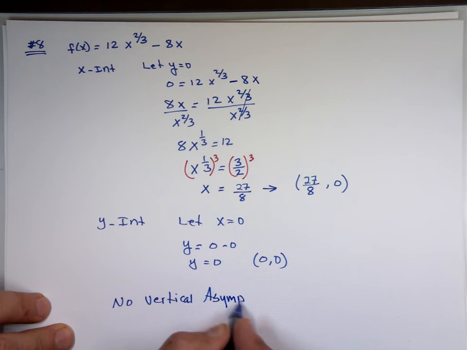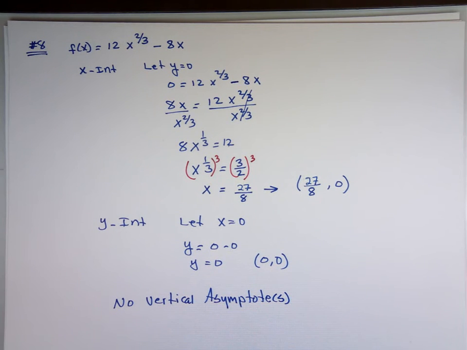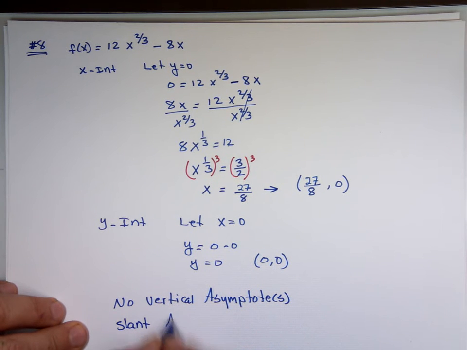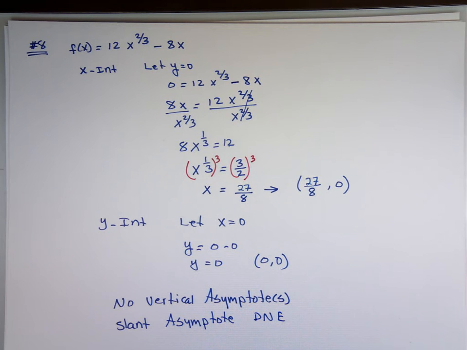Or asymptotes. No. Do you have any horizontal or a slant asymptote? Slant asymptote, when you have a fraction and the top is higher than the bottom. So what is the equation for the asymptote? D and E. We don't have any.